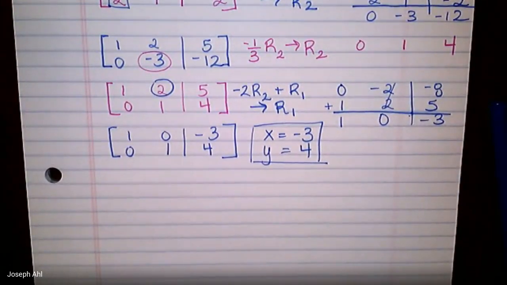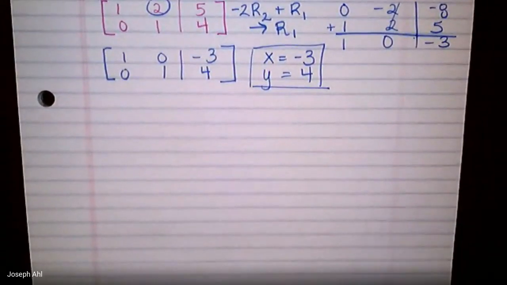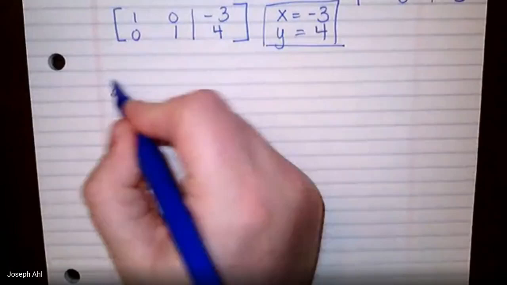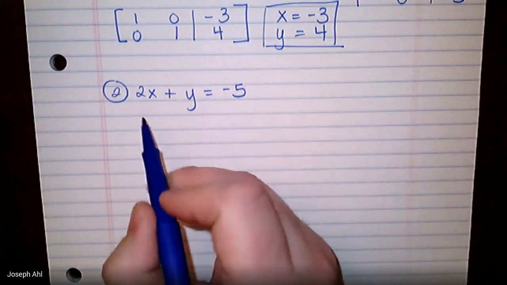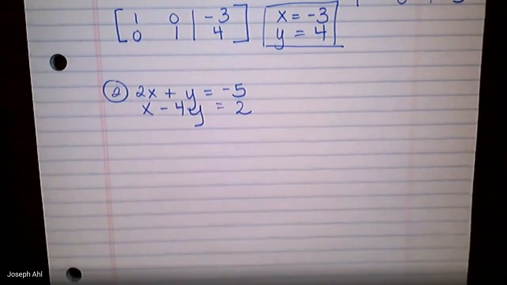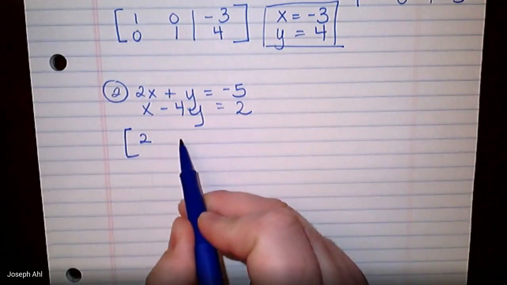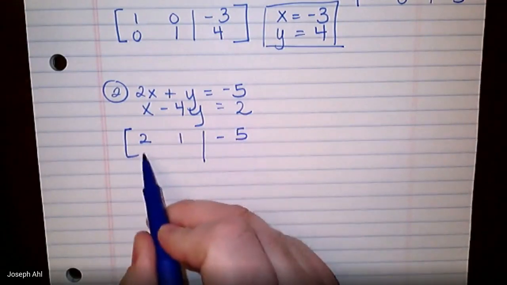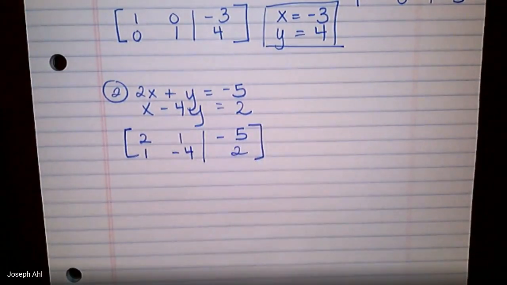All right. Let's try something like, we have 2x plus y equals negative 5 and x minus 4y equals 2. First thing, create the augmented matrix. This is something that I'm hoping is one of the easier steps in the process. Create that 2x3 matrix with the coefficients from each equation. So we get 2, 1, negative 5, 1, negative 4, 2 for the bottom row.